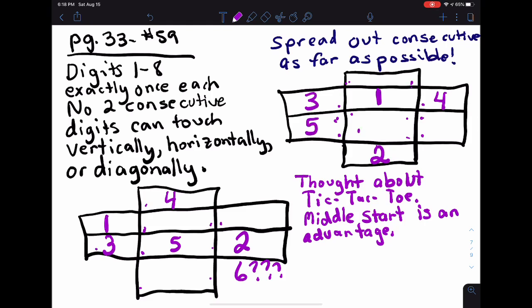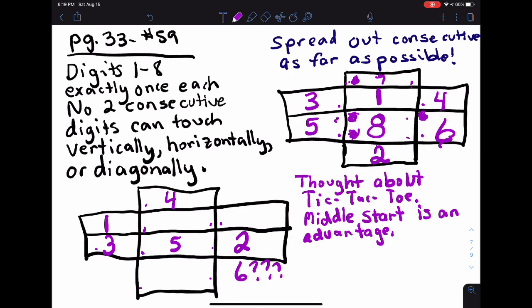6 can't go here. But then if I put 6 up there, that's not going to work because then 7 and 8 are going to, by default, be left there and there. So I don't want to do that. So I decided to put 6 here. And that way 7 and 8 will definitely spread out. Well, I can't put 7 here because then it would be next to 6. So I got to put it up here. And then that leaves this spot for 8.